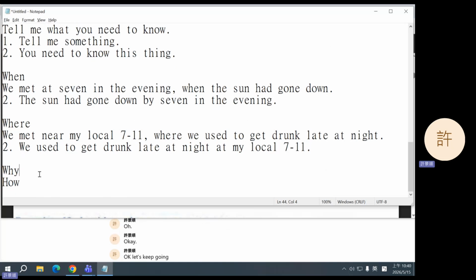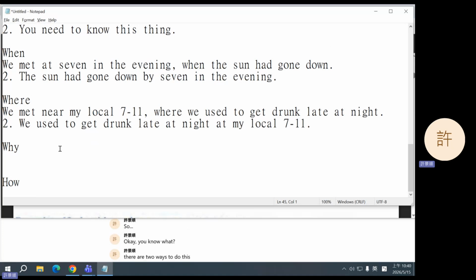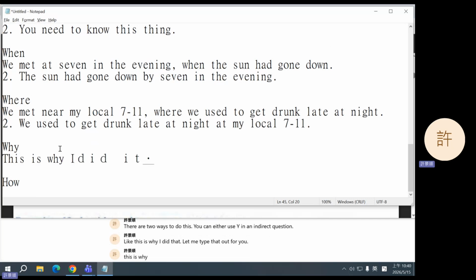Okay, let's keep going. Why? Why is a little more complicated because "why" replaces a reason, and reasons are also nouns. So, okay, you know what? There are 2 ways to do this. You can either use "why" in an indirect question, like "this is why I did that." Let me type that out for you. This is why I did it.